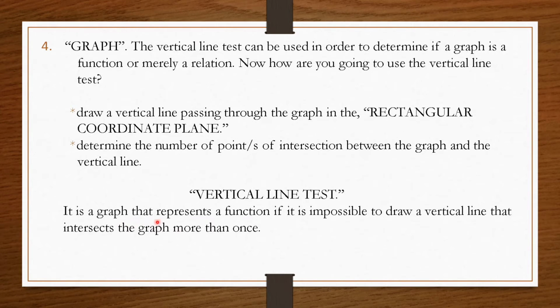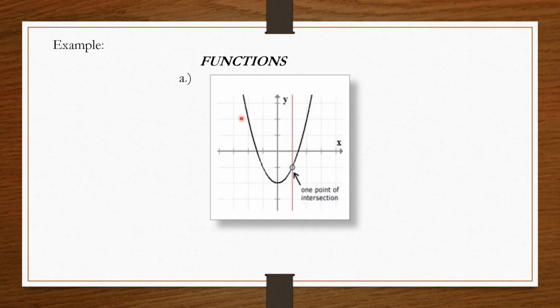Vertical line test. A graph represents a function if it is not possible to draw a vertical line that intersects the graph more than once. So in our examples here, they are already recognized as functions. In our first example, we have a V shape or a U shape, which when we use the vertical line, and this is already a vertical line test, there's only one point of intersection, then it's a function. Even if we put it here or here, still one point of intersection, and it's a function.